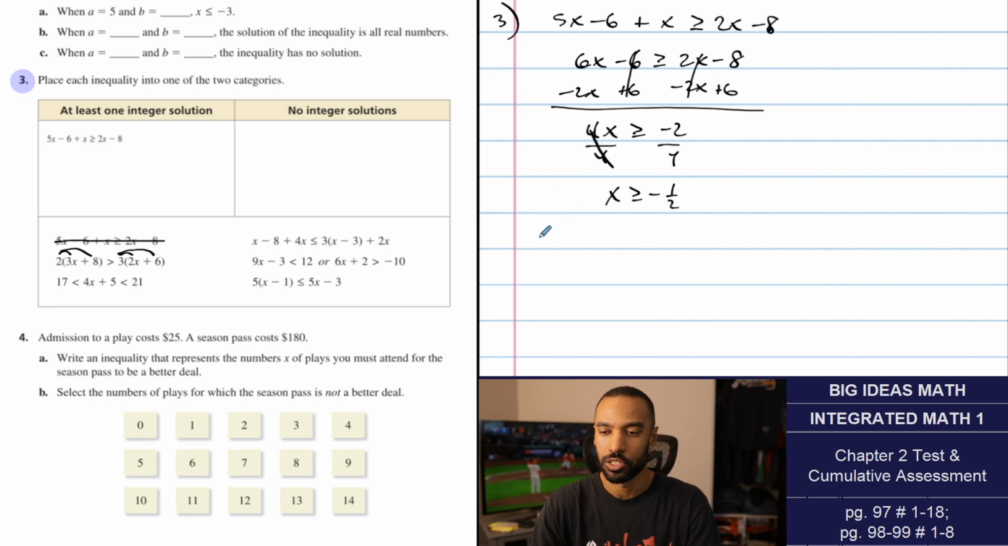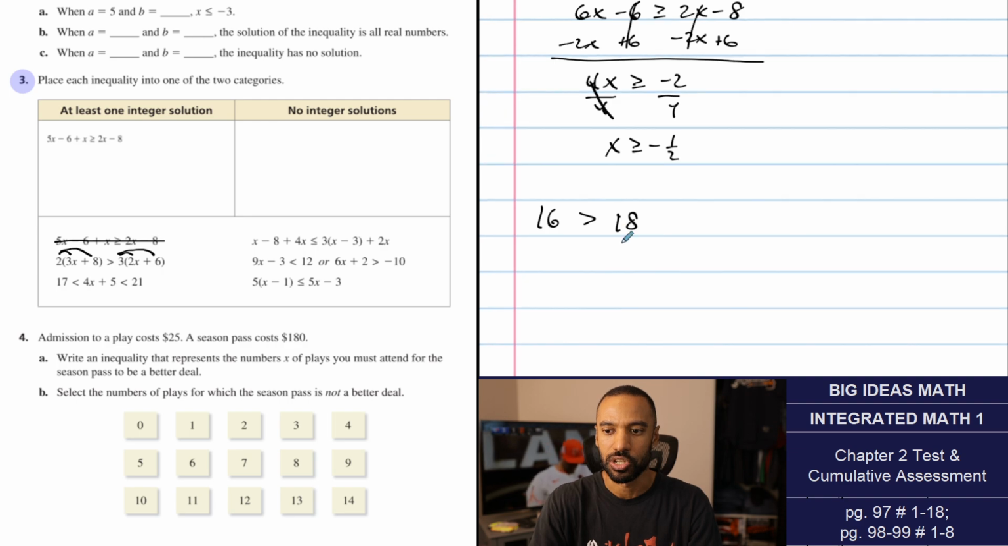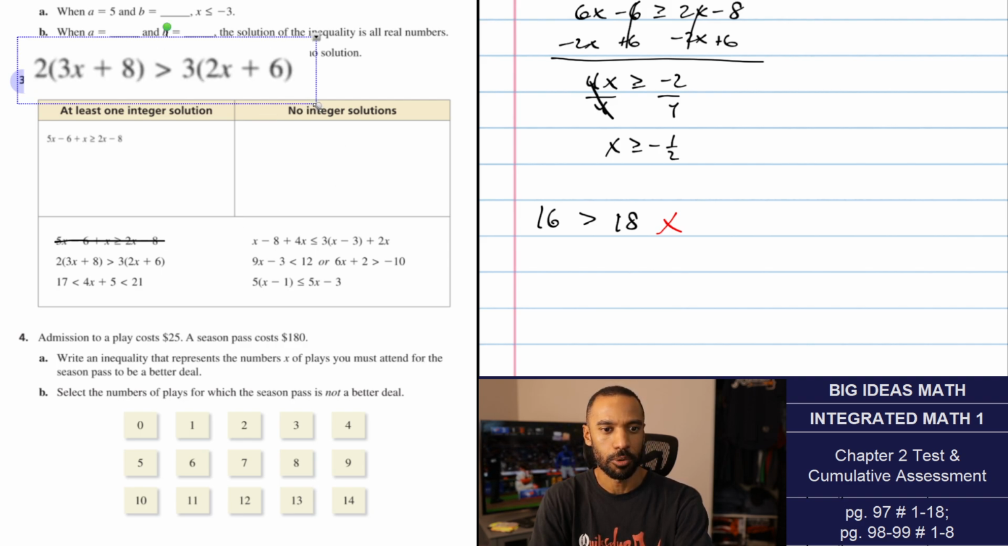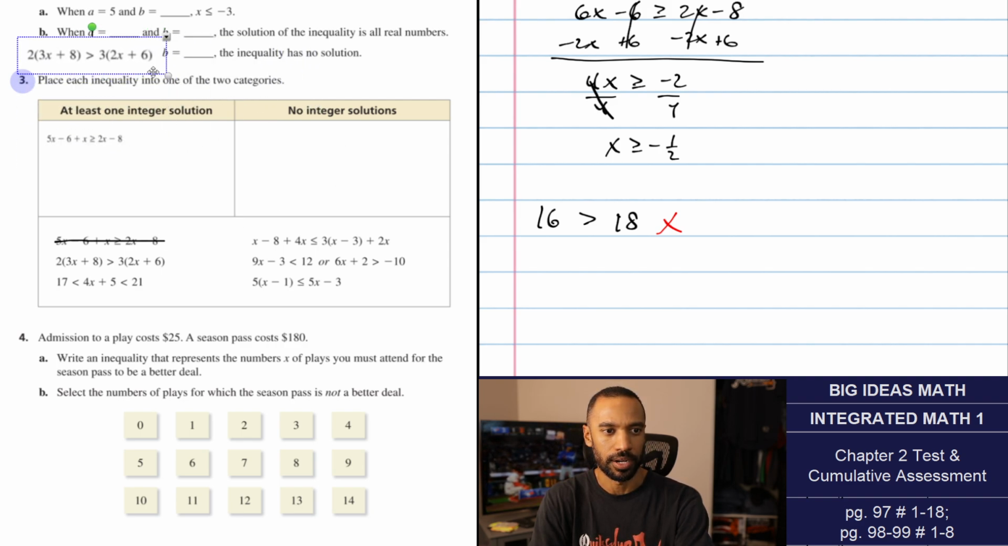You'll be left with 2 times 8, which is 16, is greater than 3 times 6, which is 18. 16 is not greater than 18. Therefore, that doesn't have any solutions. Not just integers. It just doesn't have any solutions. So, much less integers. So I'm going to bring that one to this side. I hope that made sense on how I went about that one, given that the variables canceled.